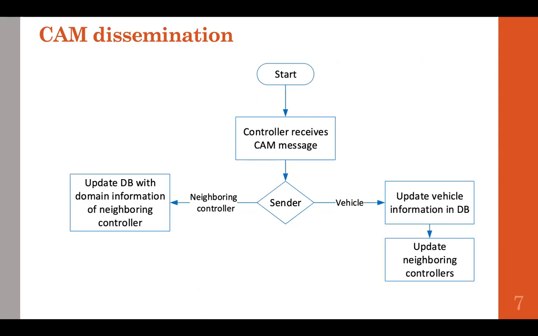For CAMs, when our controller receives a CAM message from a vehicle, it updates its local database information about the vehicle and also sends this information to the neighboring controllers, so that they also know what is going on with the neighboring controllers and what vehicles they are controlling. So that's all we do with CAM messages.